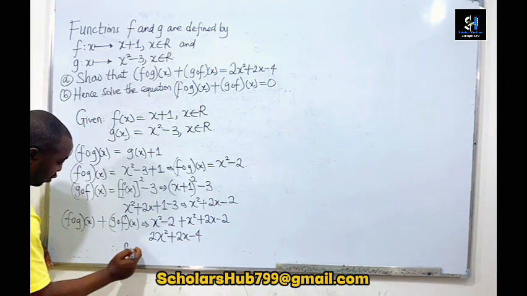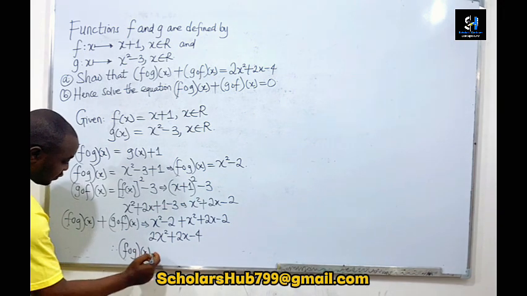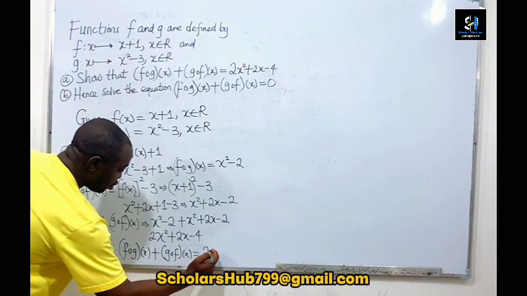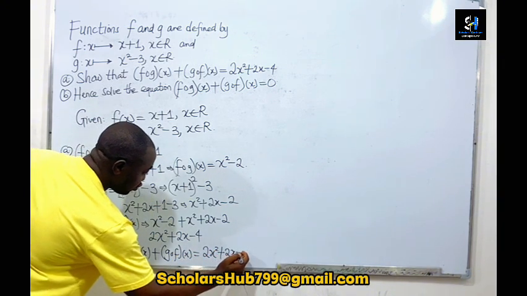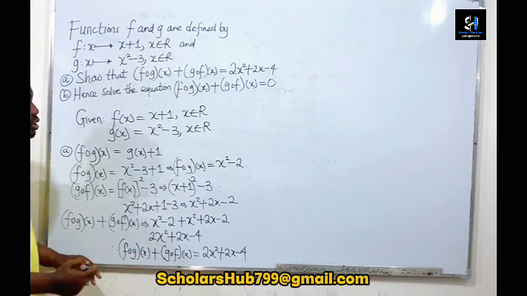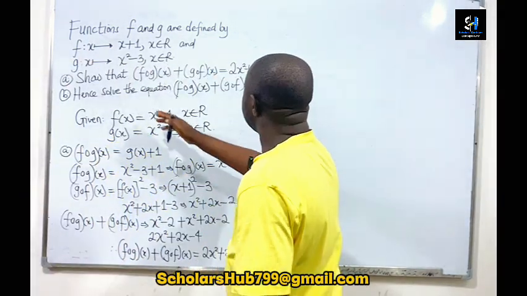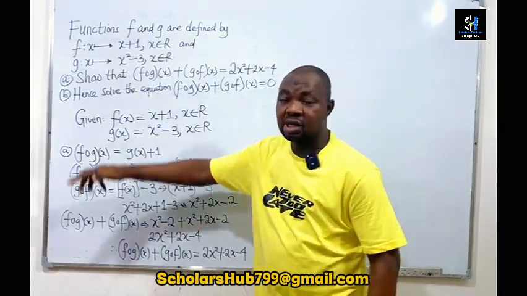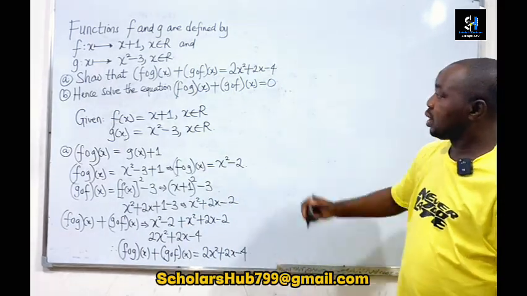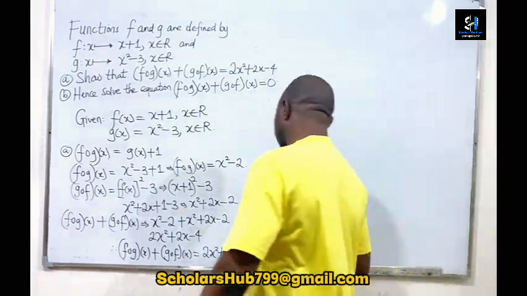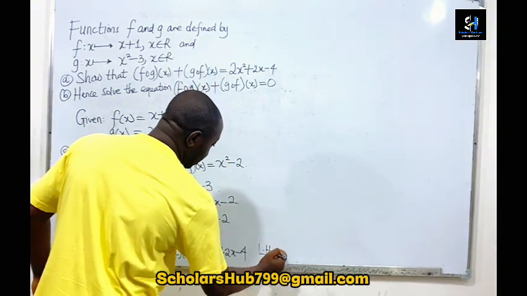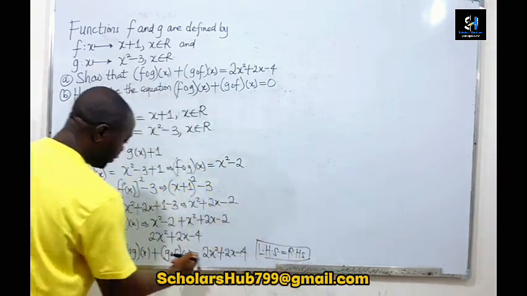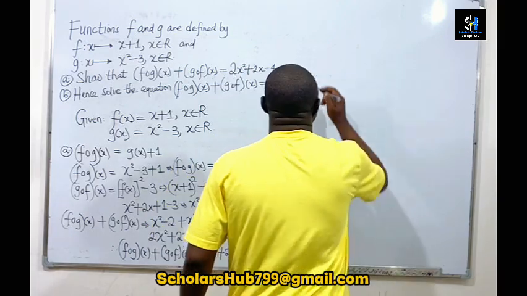So the sum of the composite functions fg of x plus gf of x is equal to 2x squared plus 2x minus 4. This is the expression for the sum of these two composite functions, which is exactly what we are asked to show. We can see that the left hand side is equal to the right hand side.